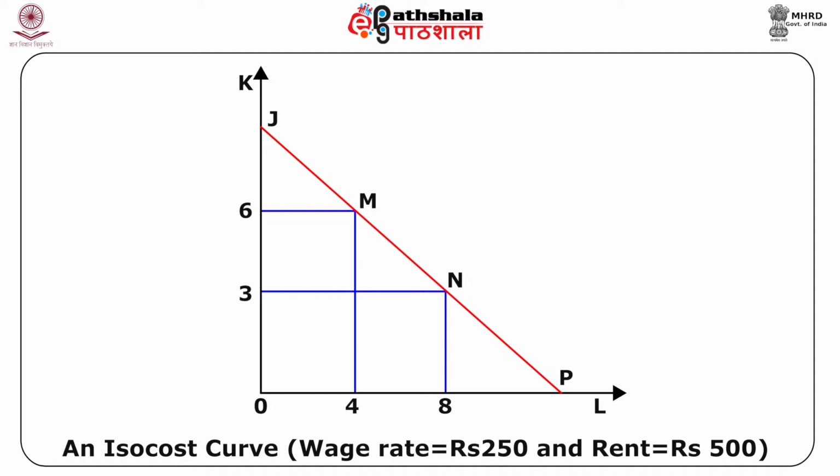Whereas point B shows the total amount of labor that can be employed when 0 units of capital is used, that is 16 units, that is 4,000 divided by 250. It is the maximum amount of labor that can be employed with a total expenditure of rupees 4,000. Points M and N also represent alternate input combinations that cost rupees 4,000. At point M, where K is equal to 6, L is equal to 4 units employed. Similarly, at point N, K is equal to 3 and L is equal to 8 units employed.